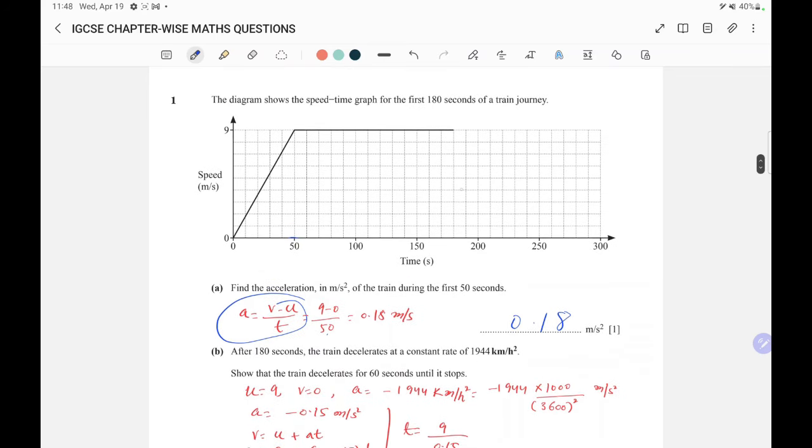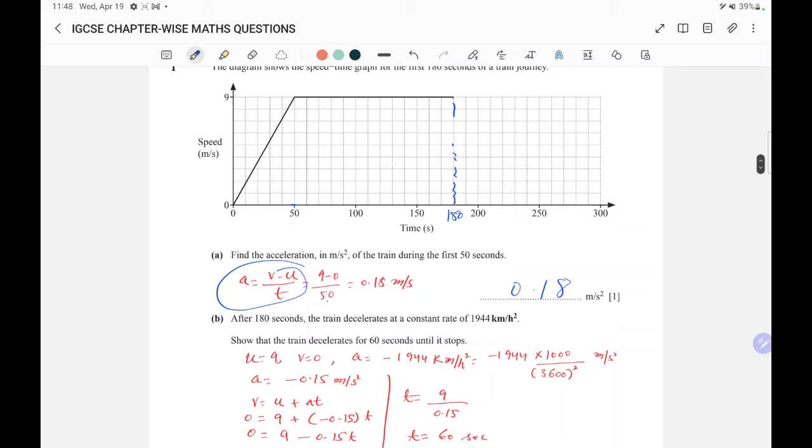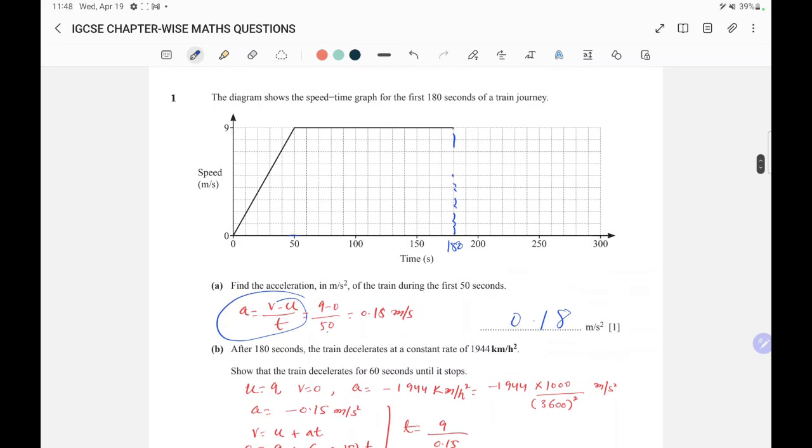After 180 seconds, and this is 180, the train decelerates at a constant rate of 1944 km per hour square. Show that the train decelerates for 60 seconds until it stops.